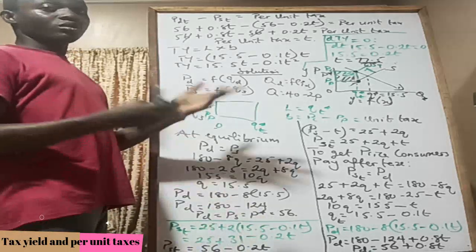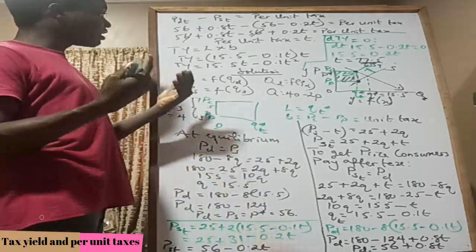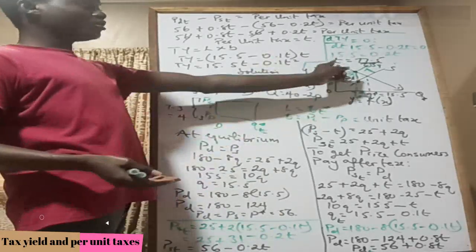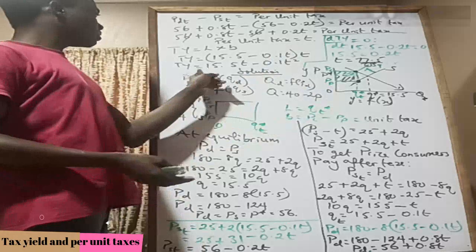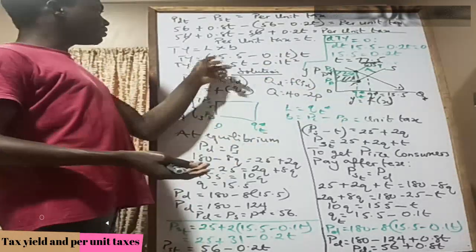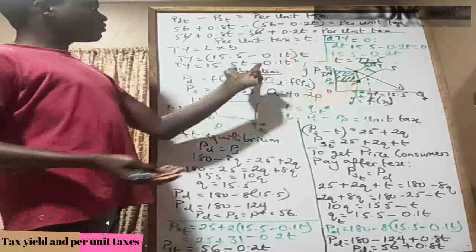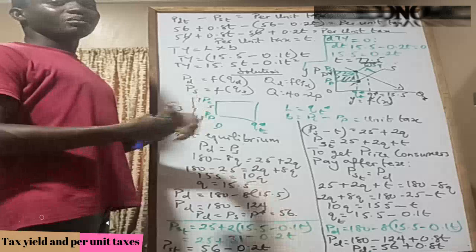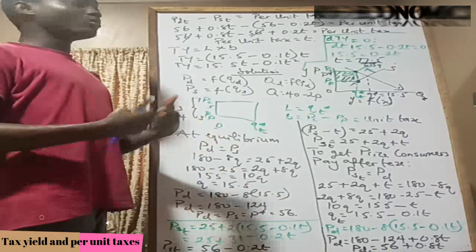So if you want to find the tax yield now, you just substitute this value into this place, and that will give you the maximum tax yield. So if you do TY equals 15.5 times 77.5 minus 0.1 times t squared, just substitute the value of t into this place, and you get the maximized tax yield, or the maximum tax yield.